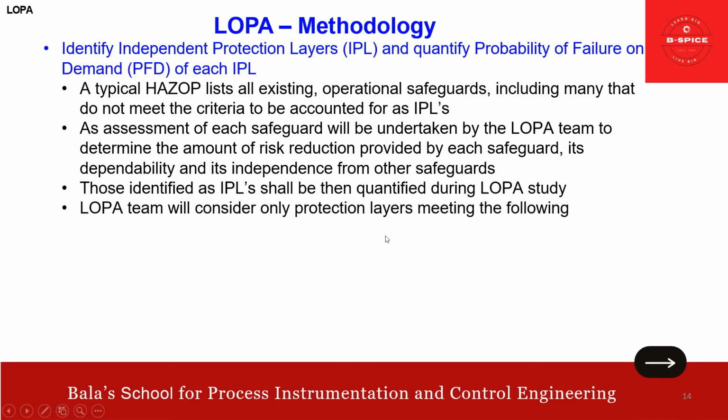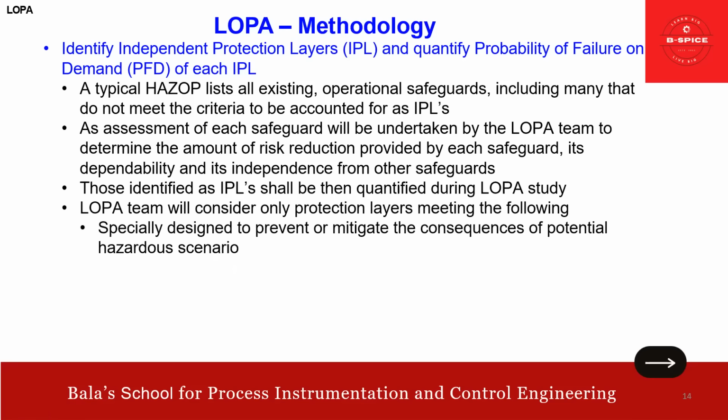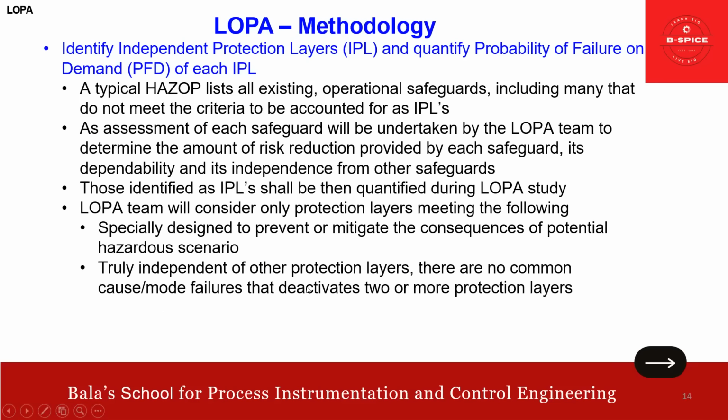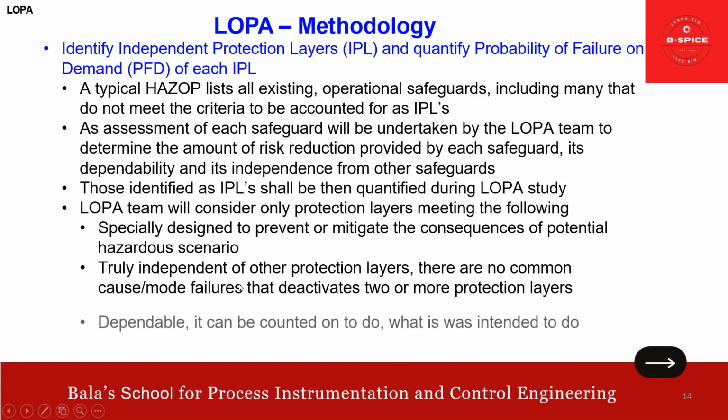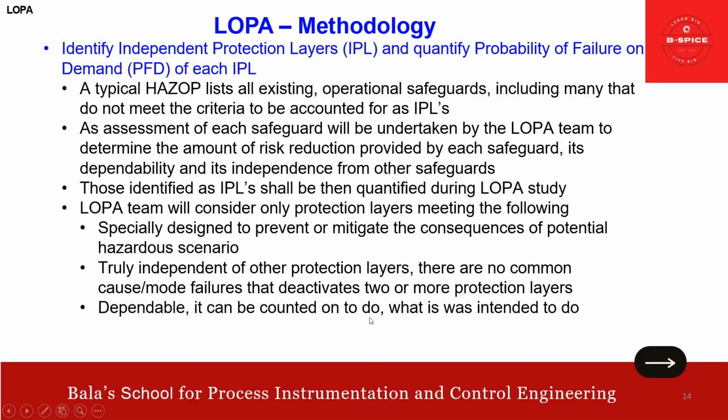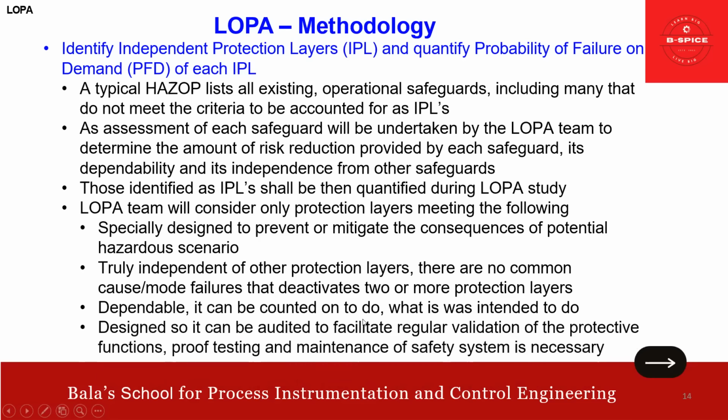LOPA team will consider only protection layers meeting the following criteria. What is that? Specifically designed to prevent or mitigate the consequence of a potential scenario. Specifically designed, that is the point. Then truly independent of other protection layers, meaning there are no common cause mode failures that deactivate 2 or more protection layers. Then dependable, it can be counted on to do what was intended. Then designed so that it can be audited to facilitate regular validation of the protective function, proof testing, maintenance of the safety function. So 4 items, remember, to qualify as IPL: specifically designed, truly independent, dependable, and designed to be audited.